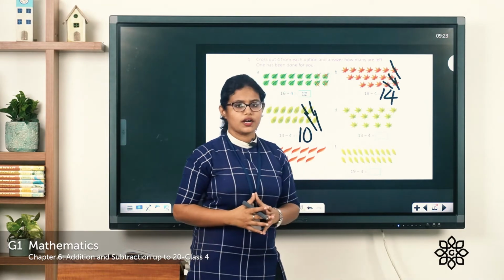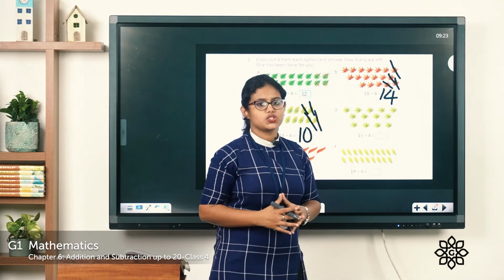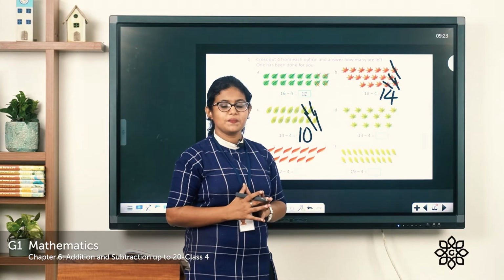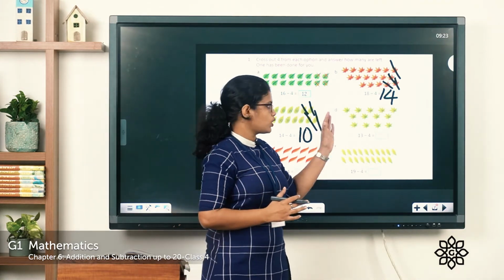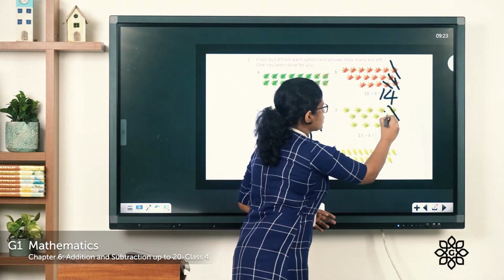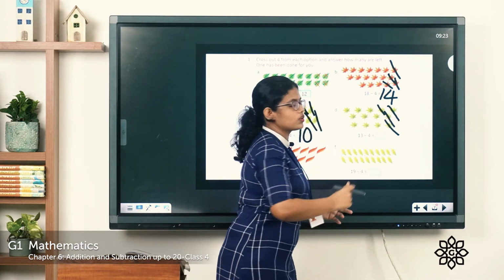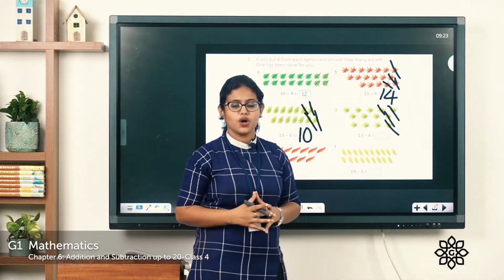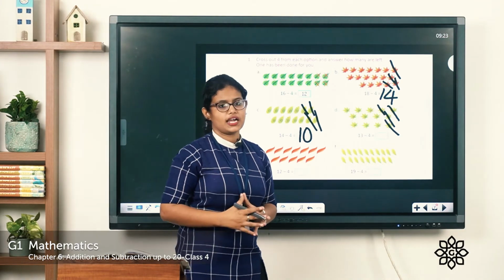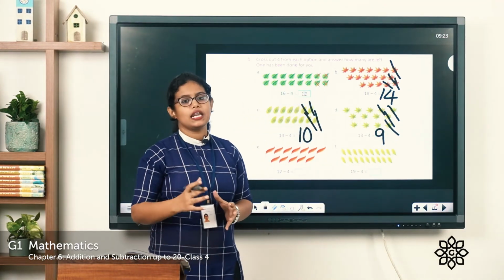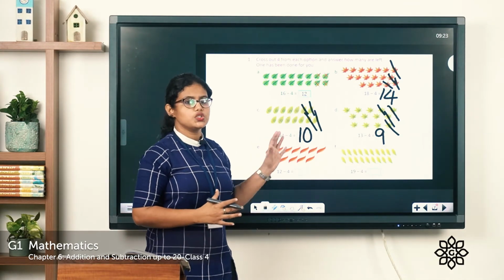What about the third one? First, count and see how many leaves are there. There are 13. So what do you need to do? You need to cut 4 leaves. 1, 2, 3, 4. Now how many leaves are remaining? There are 9. So what is 13 minus 4? 13 minus 4 equals 9. So this is how you should do this.